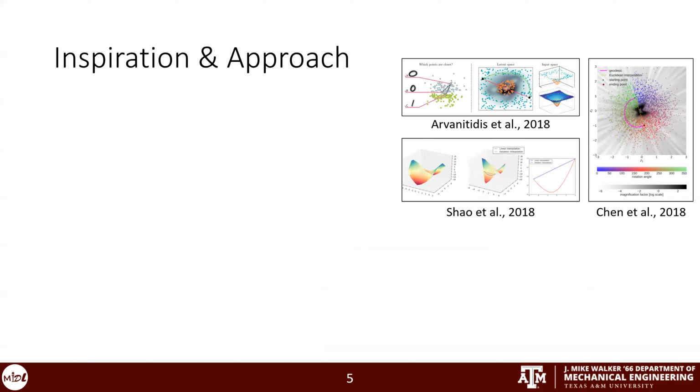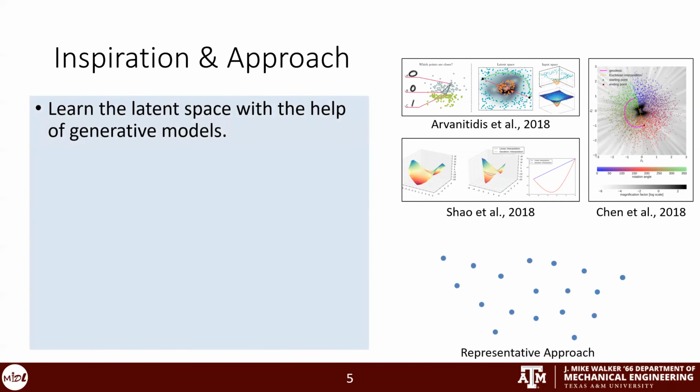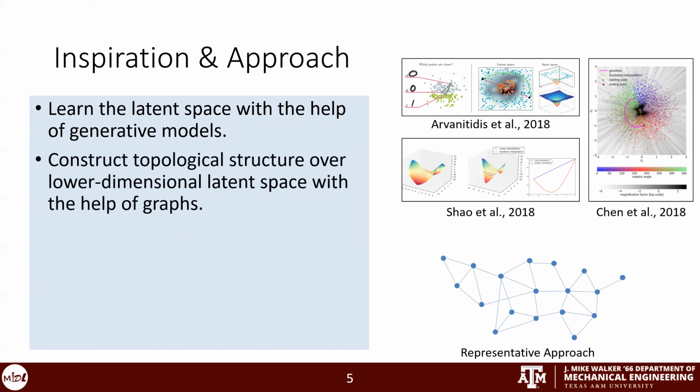We take inspiration from these works and introduce a simple alternative to linear interpolation. First, we learn the latent space of datasets with the help of generative models. Next, we construct a topological structure over the lower dimensional latent space with the help of graphs. Our goal is to have a fully connected structure such that every point in the latent space has a non-empty neighborhood. Some of the questions that we're trying to ask here are, what kind of graphs can be used and what parameters should we set for these graphs to be constructed? We'll answer these later on.